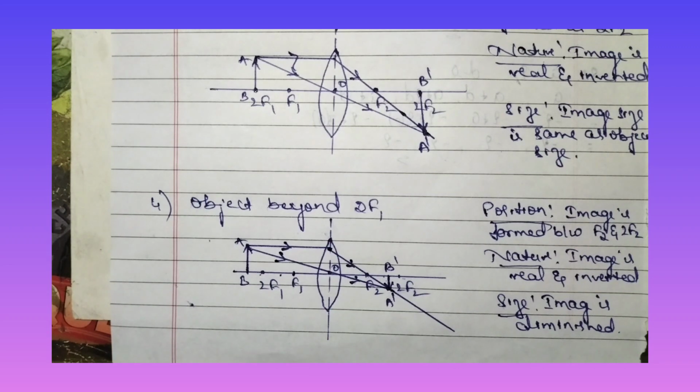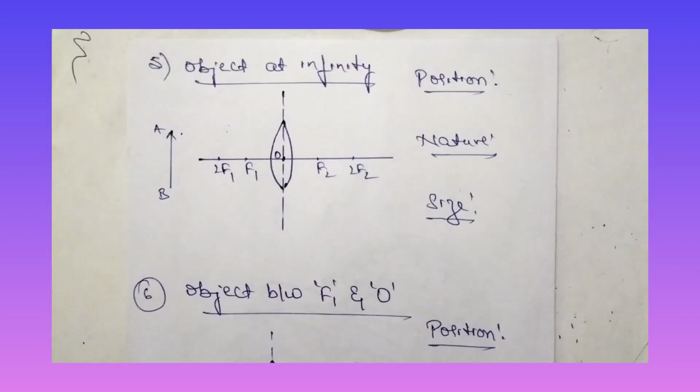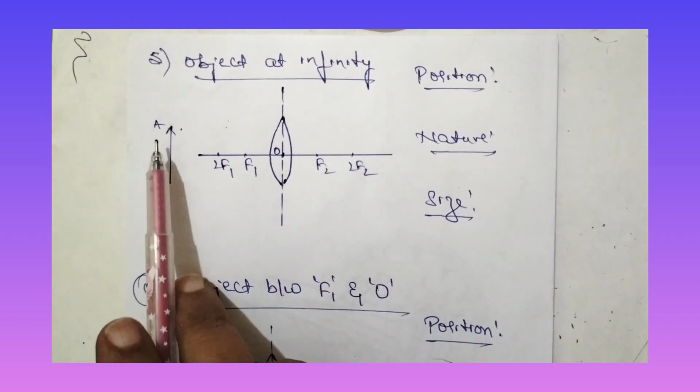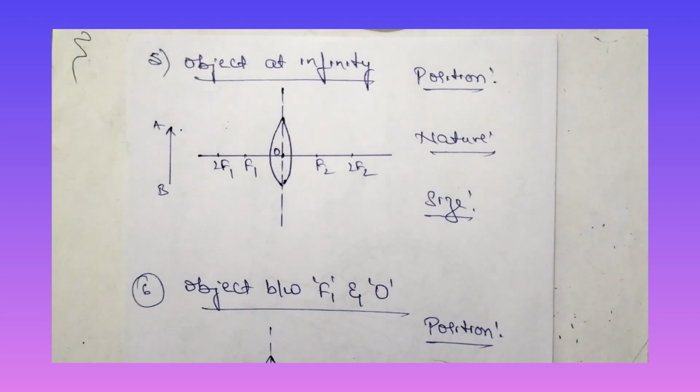So this is the fourth position. Now let us move to the fifth position, that is, when the object is kept at infinity. So here the object is kept at infinity. This is the fifth position.